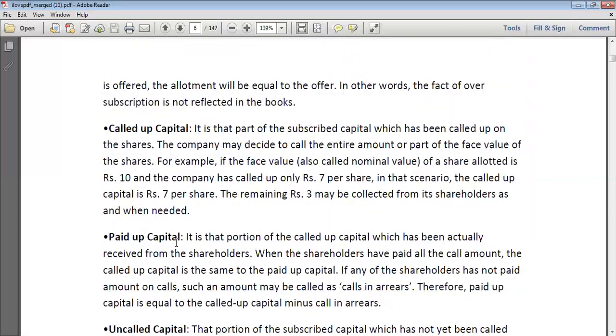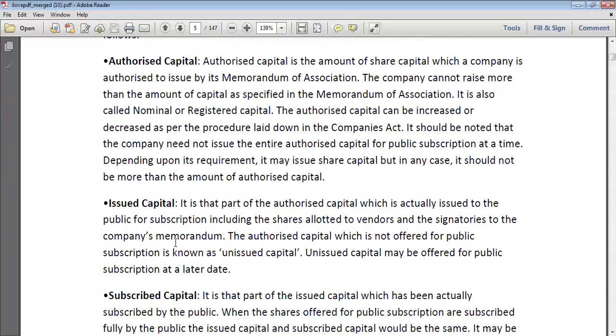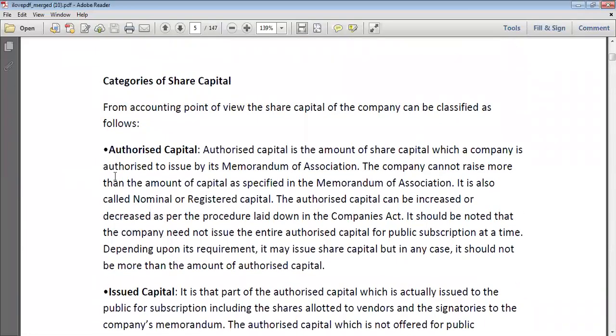Okay, so these are the various parts of share capital. Types of share capital: authorized capital is the maximum amount that a company can issue to the public.